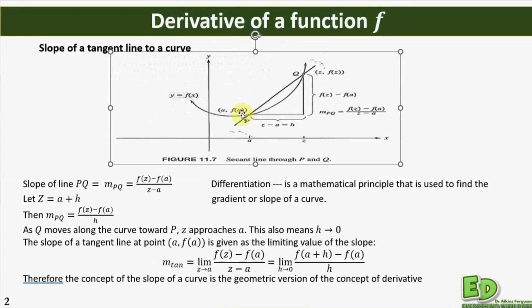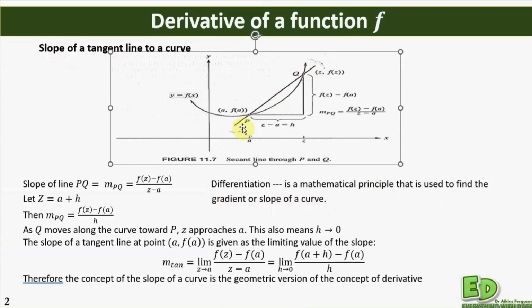Even if you are finding the gradient of a line from our basic school, we'll need 2 points with 4 coordinates, right? So here we have our y-axis, we have our x-axis. It's the same idea of finding the gradient of a line, but here under differentiation, we are looking for the slope of a tangent line to a curve. Remember, differentiation is a mathematical principle that is used to find the gradient or slope of a curve, right? So you are finding the slope of a curve or the gradient of a curve.